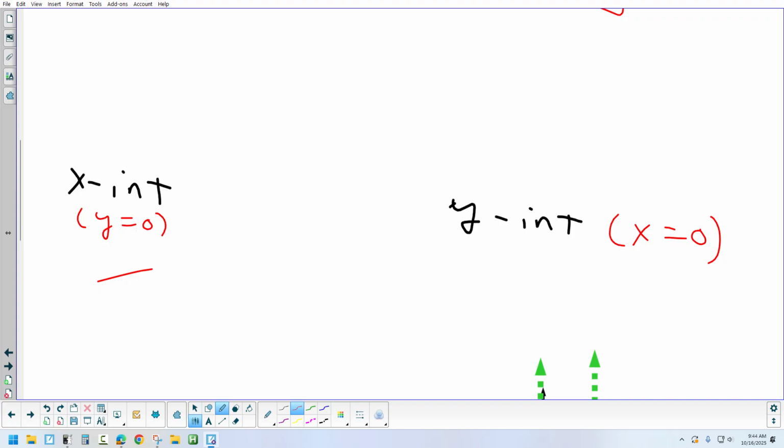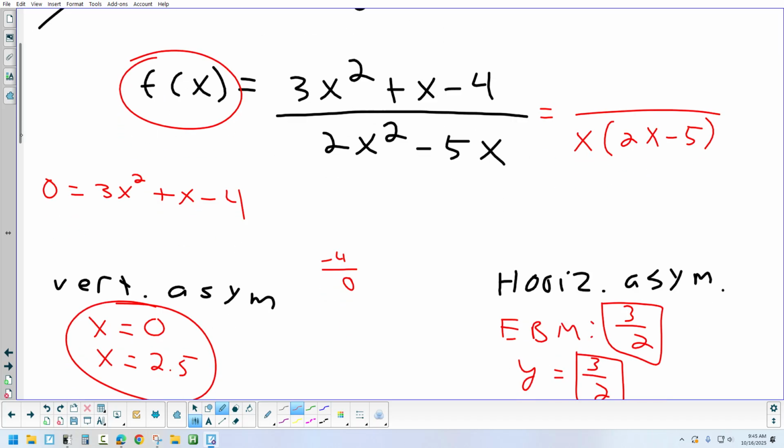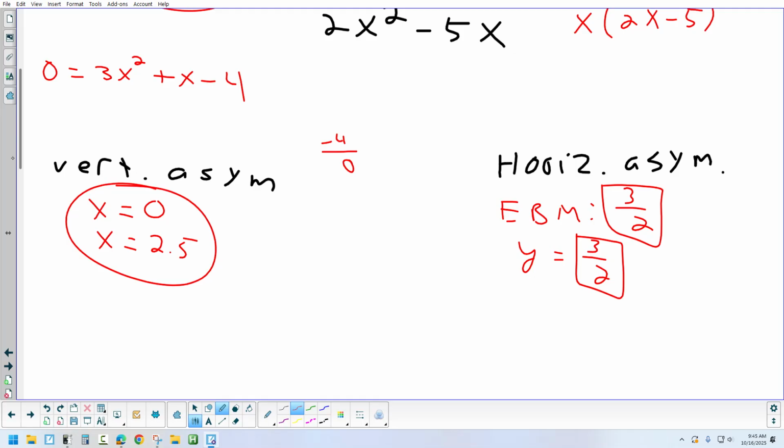Just fill in 0 for x. What do you get in the top if you fill in 0 for x? Yeah? Negative 4. And what do you get in the bottom if you fill in 0 for x? Yeah? 0. Uh-oh. So what's that mean? So we're trying to find the y-intercept. And that's what we got. So what do you think that means is going to happen?